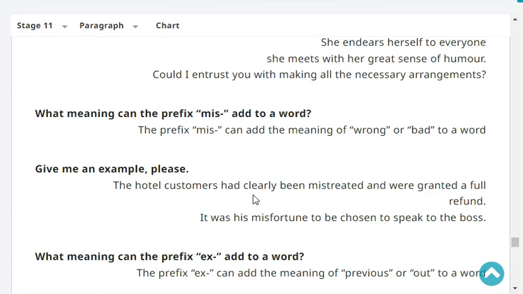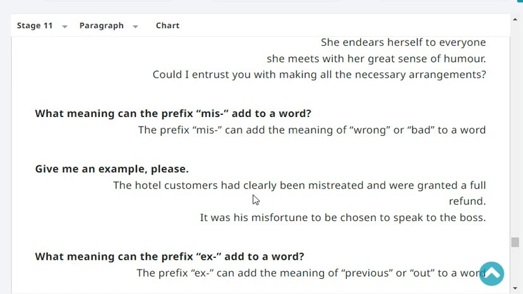What meaning can the prefix miss add to a word? The prefix miss can add the meaning of wrong or bad to a word. Give me an example, please.